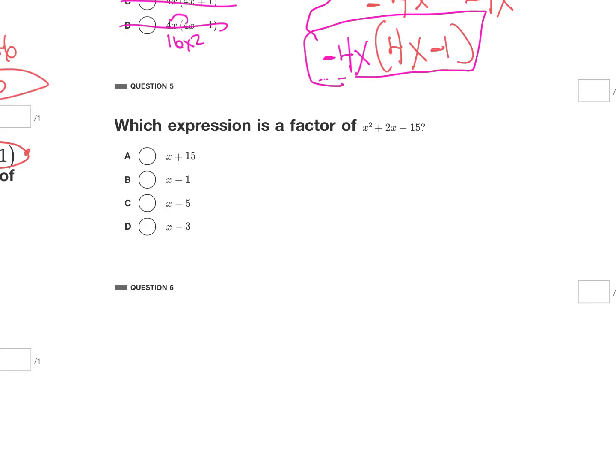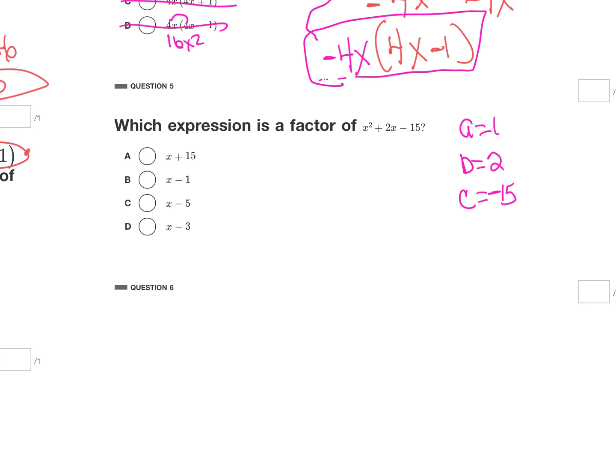Problem number 5 is asking which expression is a factor of this polynomial expression. So here, we're going to have to factor it. We cannot work backwards because they just gave us some individual factors. No, we already checked. Standard form? Yes. Anything that can be divided out? No. So identify your A, your B, and your C. Remember, your A, your B, and your C are just the coefficients. So here my A value is 1. My B value is 2. My C value is -15.